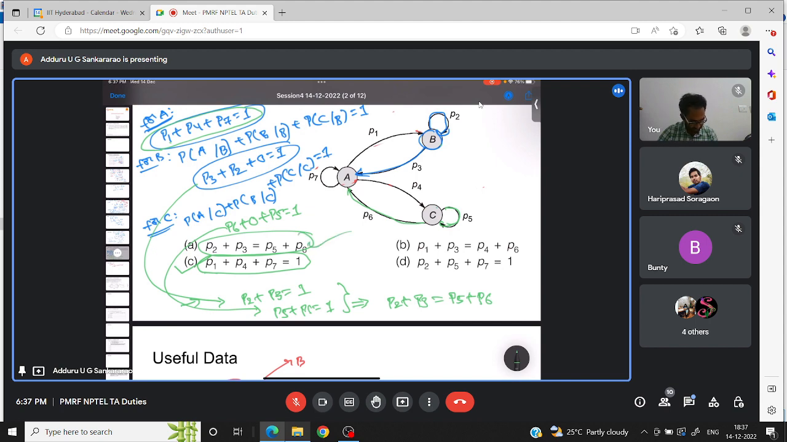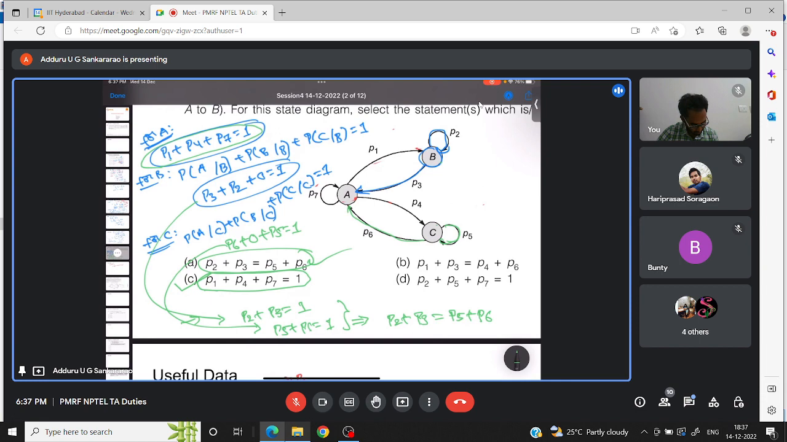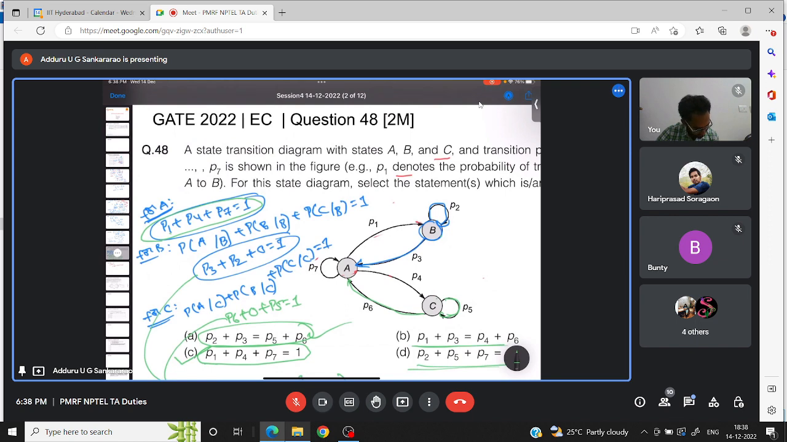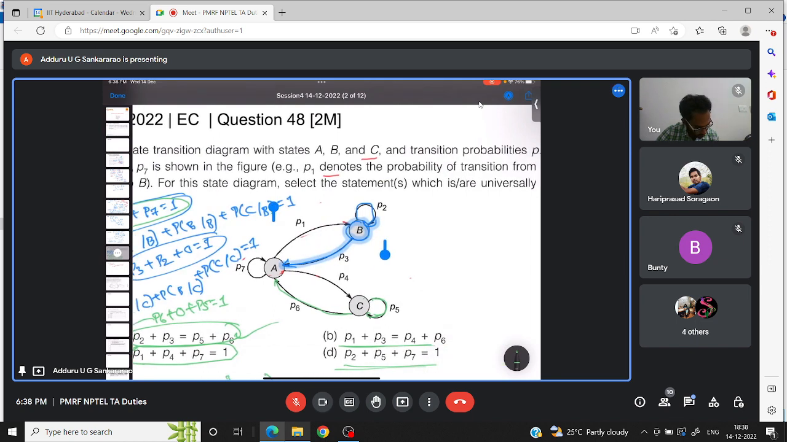And are there any others? P2 plus P5 plus P7, option D, you see. P2 plus P5 plus P7 may or may not be true. Definitely, we cannot say it in all circumstances. And option B also cannot hold in all circumstances. So what they are asking is what is universally true.